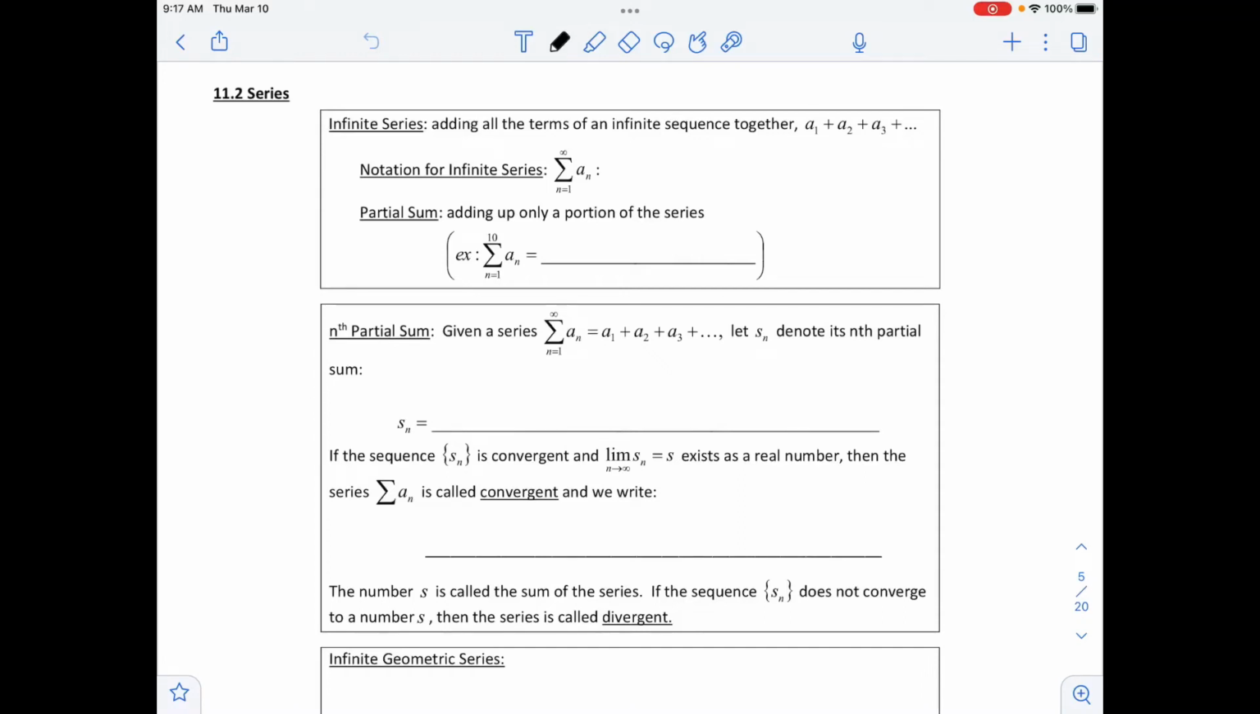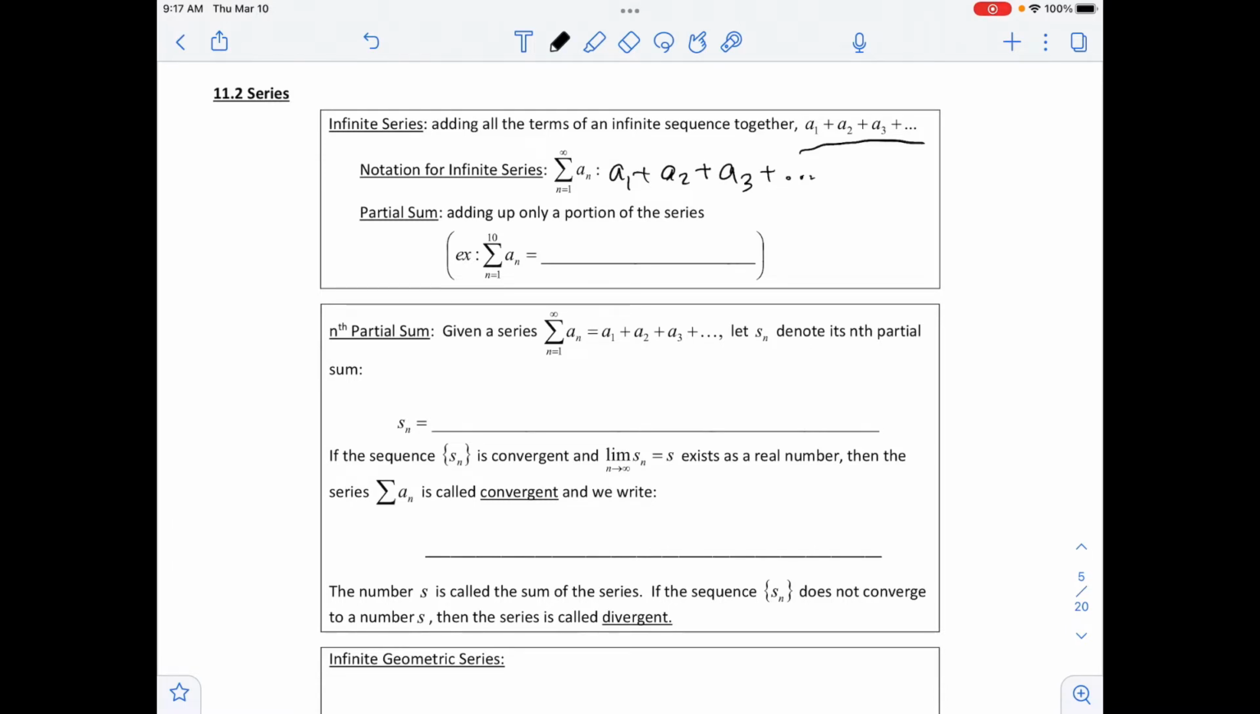We are in section 11.2, series. An infinite series is adding all the terms of an infinite sequence together. So we would add together all those terms. And notation for an infinite series is going to be the sum from n equals 1 to infinity of a sub n. And this is going to be a sub 1 plus a sub 2 plus a sub 3 plus dot dot dot, going on forever.